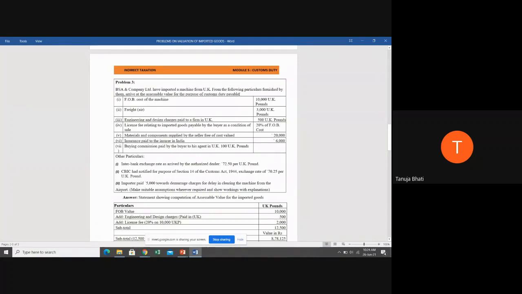Now, first, FOB cost of the machine is, since it is UK, the currency in UK is in pounds. So FOB cost of the machine given is 10,000 UK pounds. Can you all tell me, students, should this be included in calculating the assessable value? Yes.